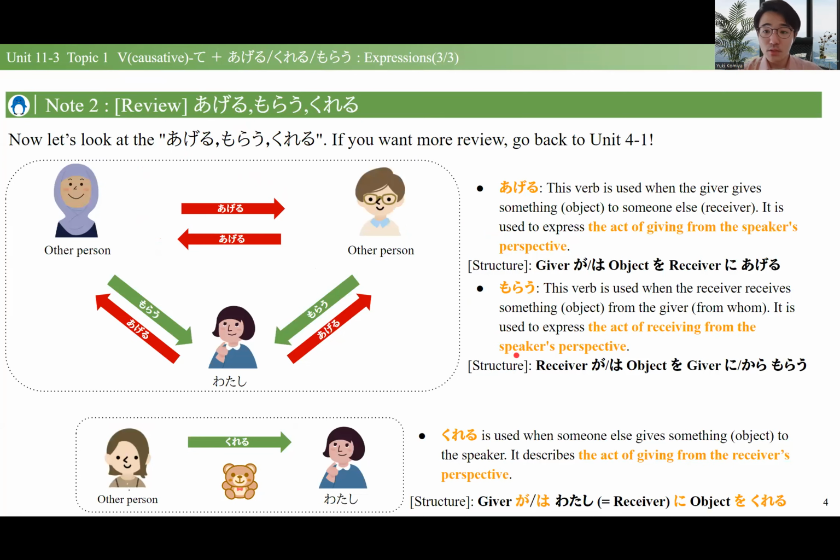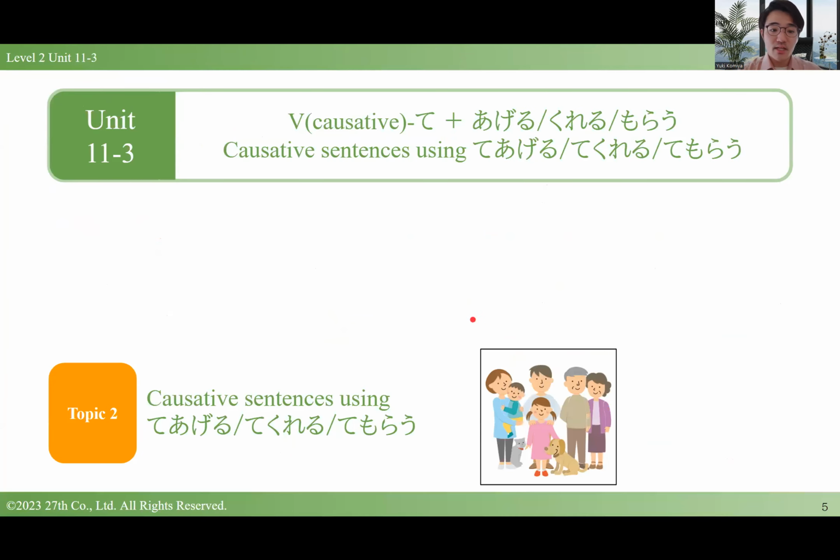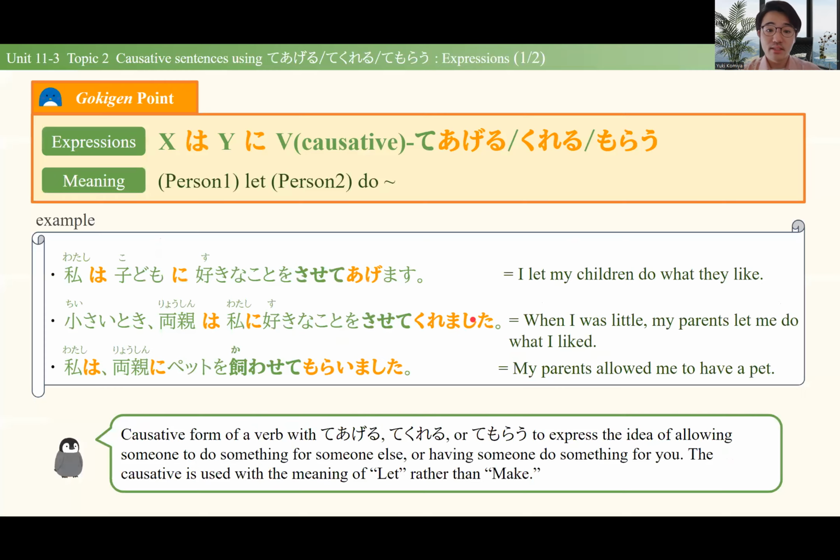Now, what happens when we combine those two sentence patterns is that we can make させてあげる, させてもらう, させてくれる, and they always mean let. So we learned that causative forms have two meanings, make someone do or let someone do. But when we use the causative with あげる, くれる, もらう, it pretty much always means let, permission. So X は Y に させてあげる, もらう, くれる. So X lets the Y person do something.